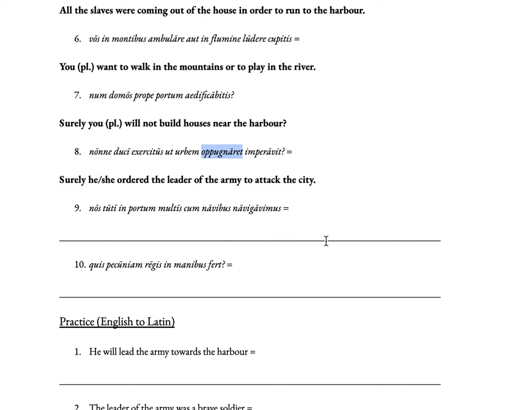Oppugnaret is imperfect subjunctive. Okay, then in number nine, nos, we navigavimus, sailed, tuti, safely, in portum, into the harbour, multis cum navibus, with many ships. That's just cum plus ablative. And don't worry about the word order there. If it was cum multis navibus, the meaning would be exactly the same. It's just that sometimes Latin likes to sandwich the preposition between the adjective and the noun.